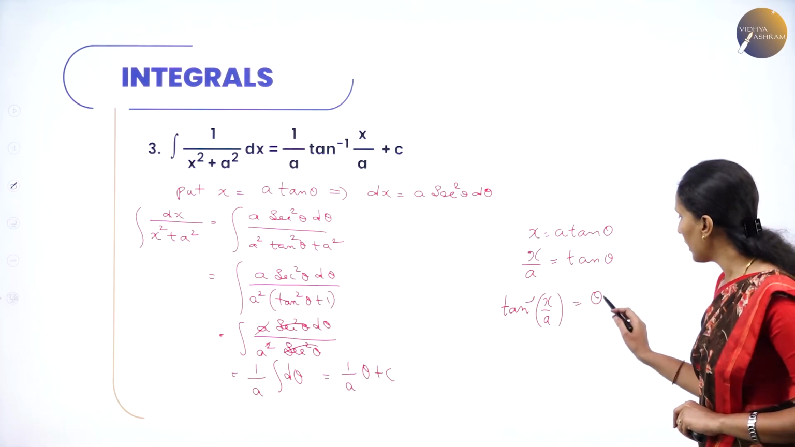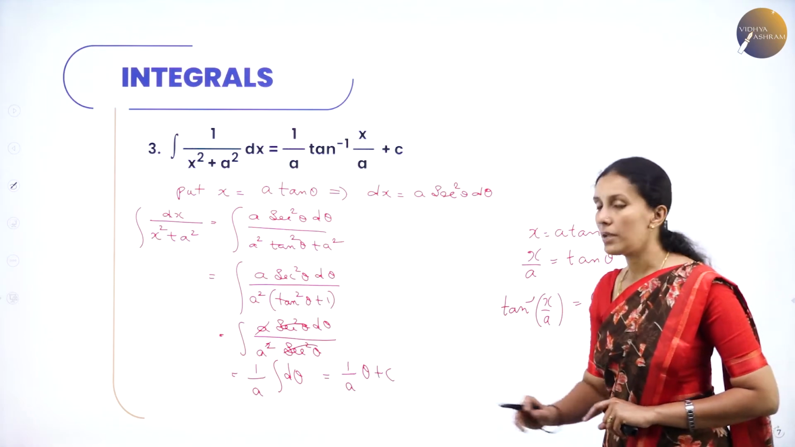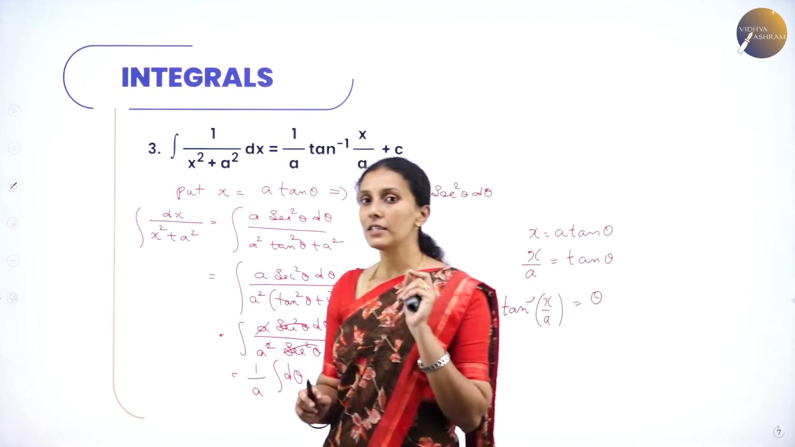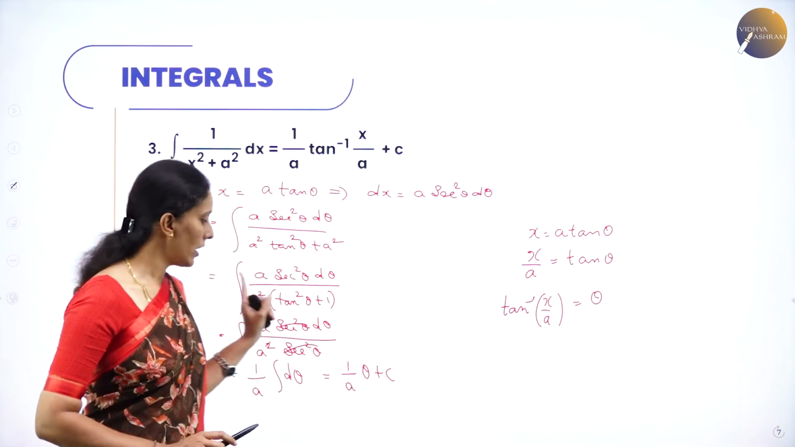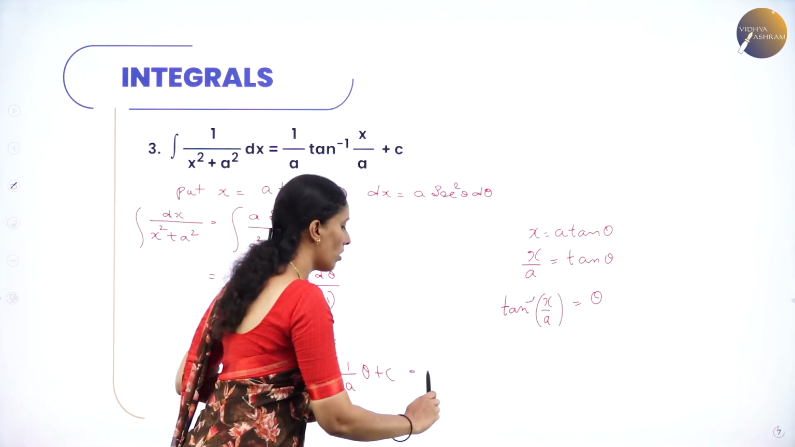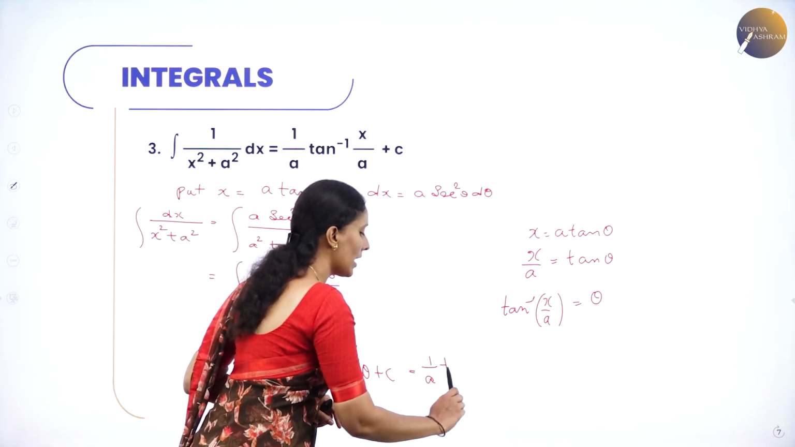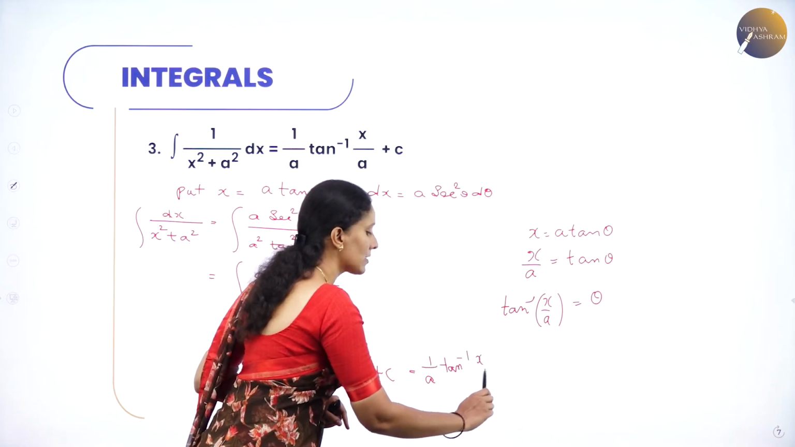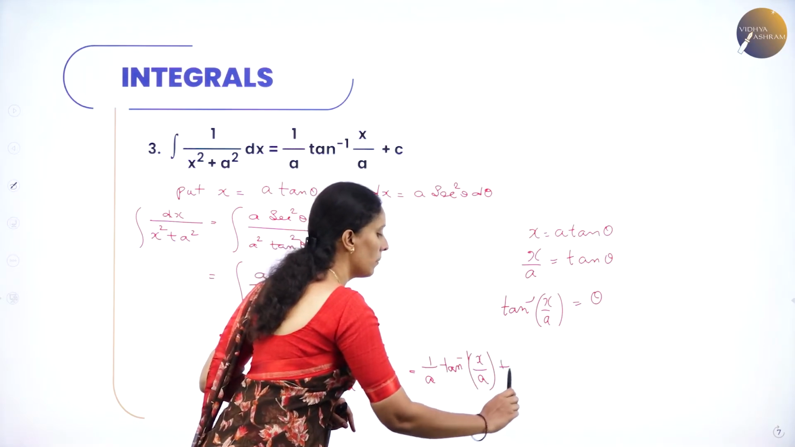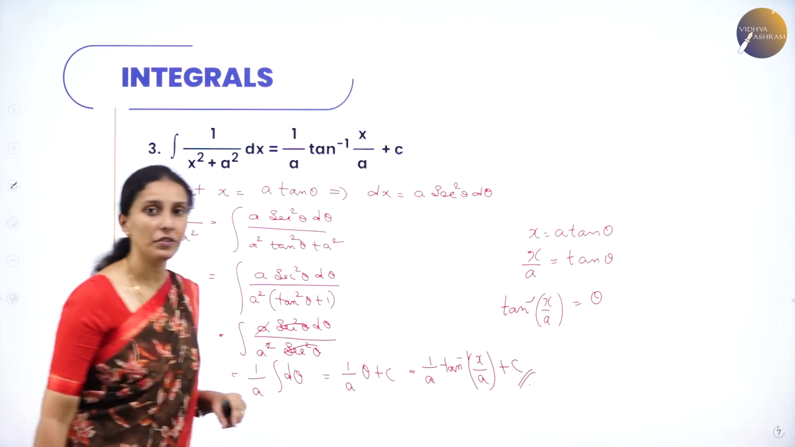So therefore here, in the place of theta, I can just replace it as tan inverse x by a. So the result becomes 1 by a tan inverse x by a plus c. So this is the value of the integral.